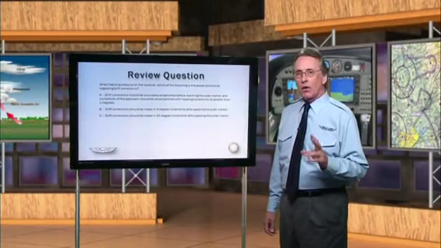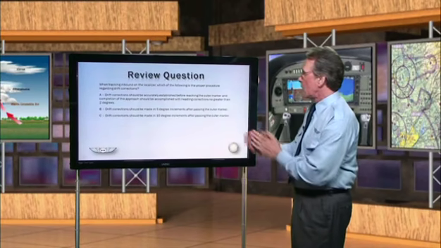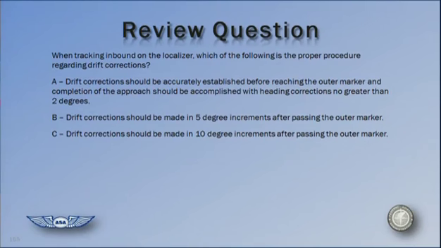All right, this time we'll cover 3 review questions for you. The first one: when tracking inbound on the localizer, which of the following is the proper procedure regarding drift corrections? A, B, or C? Have a look at that.